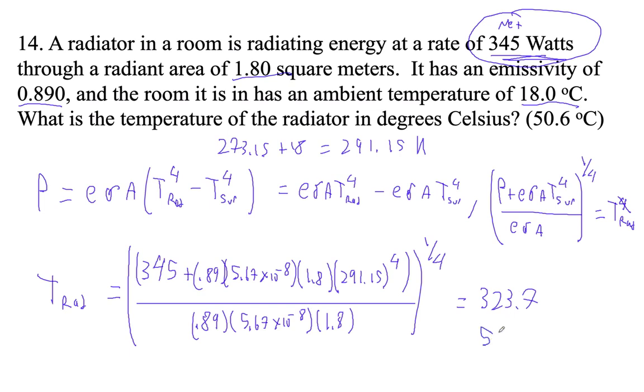So I get 50.58 degrees Celsius. What I did was I subtracted 273.15, and then I got an answer in Celsius, which is what we got. Hey, we got the right answer. Okay, good enough.